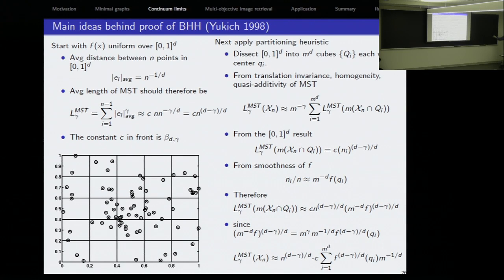You put n points into a d-dimensional bounded domain. The points on average are going to be n to the minus 1 over d apart. And since there are n points, the minimal spanning tree or the k-nearest neighbor graph will connect those points, and the length of the minimal spanning tree will be n times the average distance, right? So that's n times n to the minus 1 over d, to the power gamma. So don't forget we're raising this to the power gamma. So you get the total length is n to this power. So it makes total sense when you look at it that way, right?